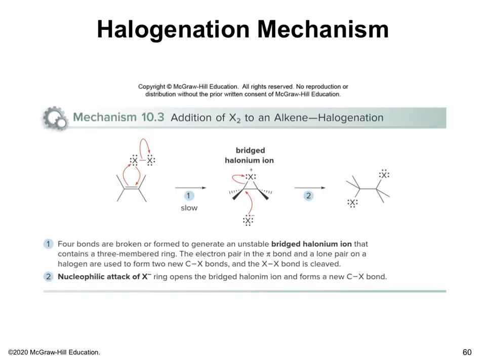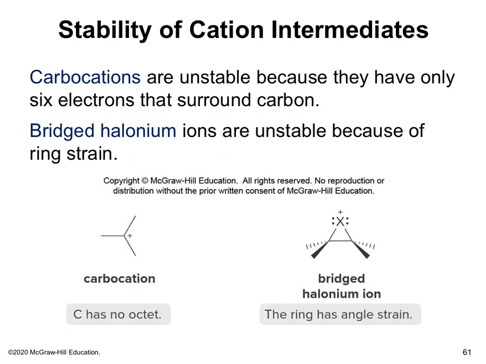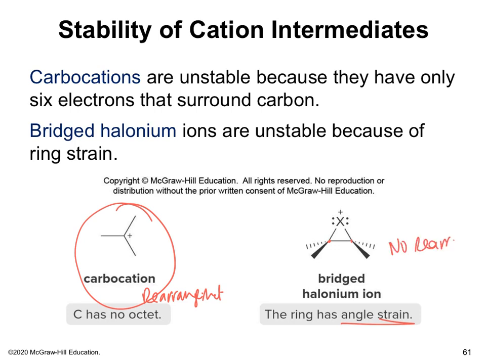Scientists who study addition of the X2, this is just showing you that it makes this bridged halonium ion, and then your nucleophile will do the ring opening. And that's how you get this anti-addition. Carbocations are unstable because they only have 6 electrons. So this is why you get rearrangements whenever you have this, and this is unstable. But here, this has angle strain, so it's going to go ring opening, but it blocks. There's no rearrangements here.